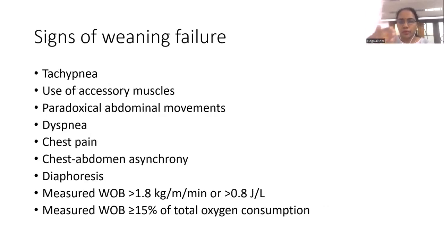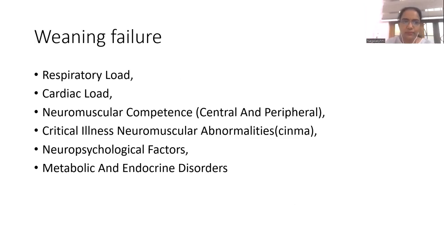Now, what are the signs of weaning failure? The patient can have tachypnea, use of accessory muscles, paradoxical abdominal movements, dyspnea, chest pain, asynchronous ventilation, and if the work of breathing can be measured, it can be more than 1.8 liters kg per minute, or more than 15% of the total oxygen consumption.